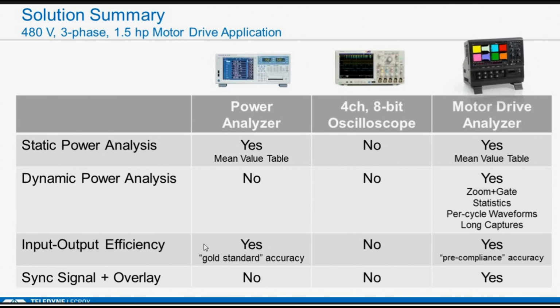We can calculate efficiency. The power analyzer, for sure, is the gold standard for accuracy. If you are a validation engineer and you need to calculate efficiency to like 0.2% and provide a report, you have to have a power analyzer. There's no way around it. But if you're an R&D engineer and you want to look at efficiency to within about 1 or 1.5% perhaps, a pre-compliance check, pre-compliance accuracy, especially in dynamic conditions, then we're a great solution for that.